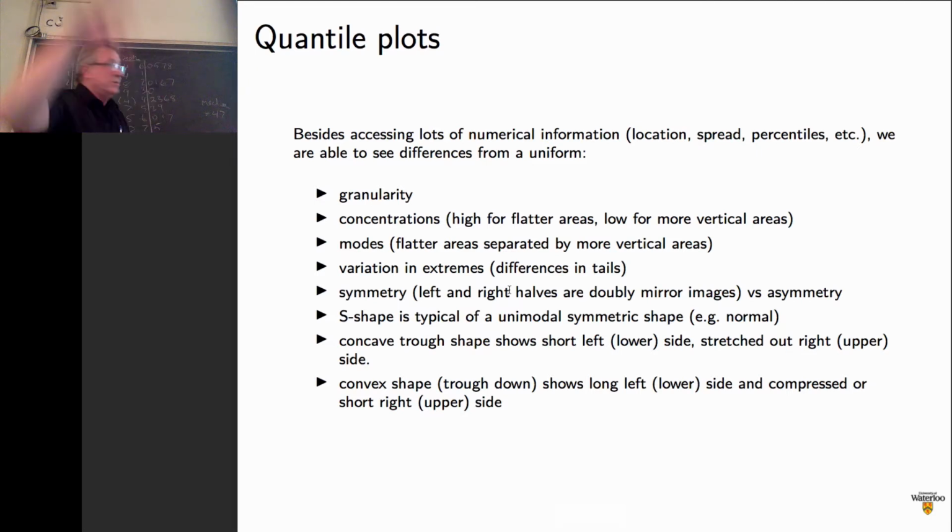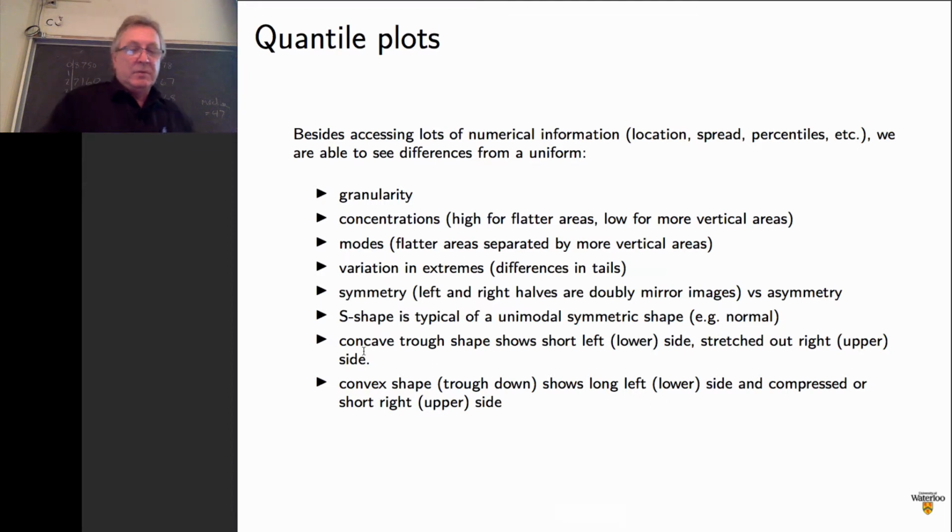What about the two tails, are the tails the same? Or in the one that had a very long tail on one side, but was piled up on the other side, was skewed. And an S shape, or something close to that, something that's symmetric, sort of mirror symmetric in that way, is indicative of a unimodal symmetric shape.